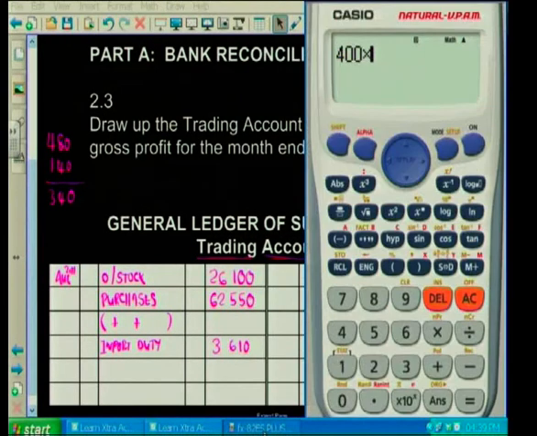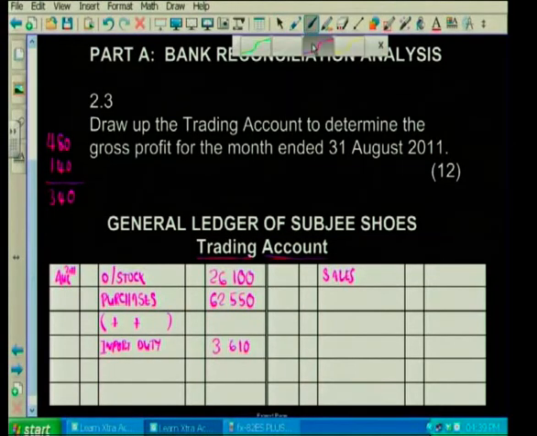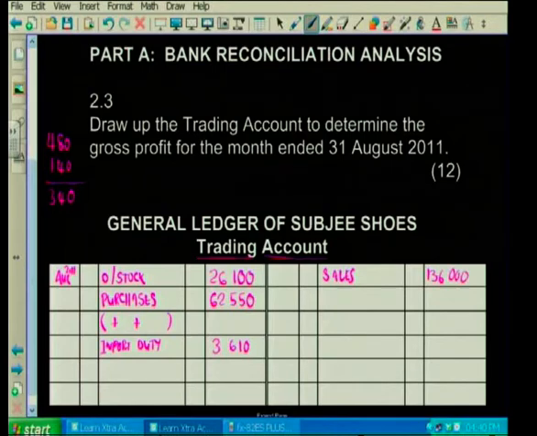Let's pick up our calculator. 400 times 340 is equal to 136,000. Okay, what was the 136,000? The 136,000 represents my sales. So let's put it in. Sales, 136,000. There's my sales figure.